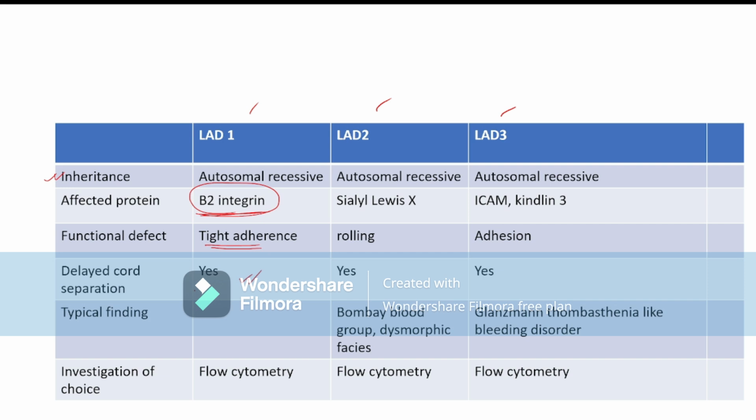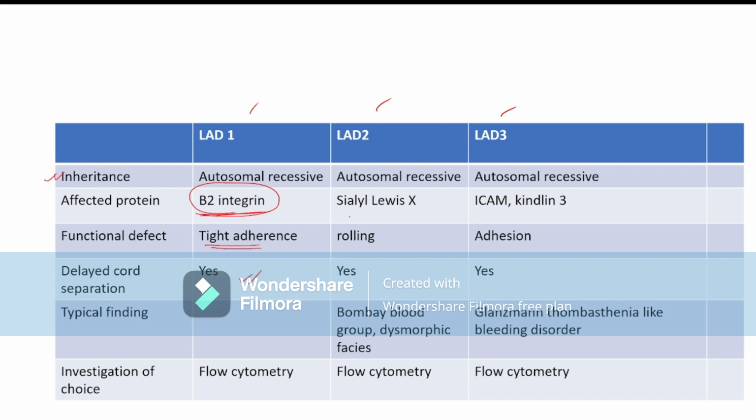The cord is separated by eosinophils and neutrophils, which enter into the extracellular space, and this causes physiological separation of the cord. As the neutrophils cannot enter into the extracellular space, the cord cannot separate normally.